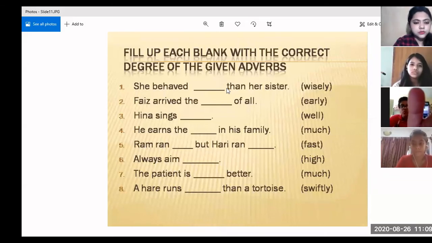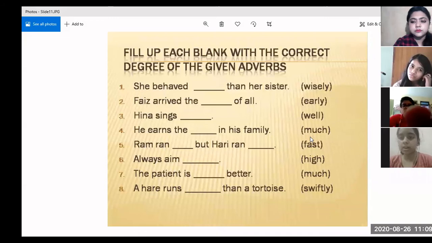Next is, Fairs arrived the dash of all. Let me see who can answer this. Sanvi, I think you haven't got the chance to answer. Yes, Sanvi. Ma'am, the answer is Fairs arrived the earliest of all. Very good. The earliest. And earliest is what kind of degree of comparison? Superlative. Correct. Third sentence, Hina sings dash.